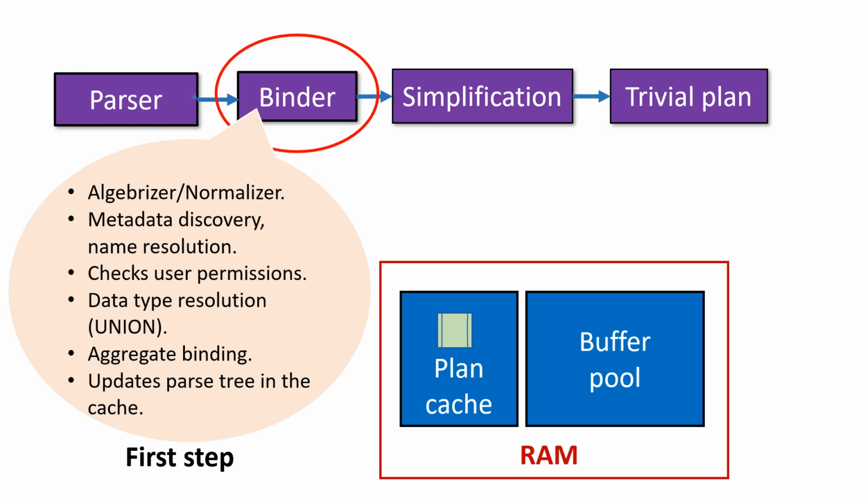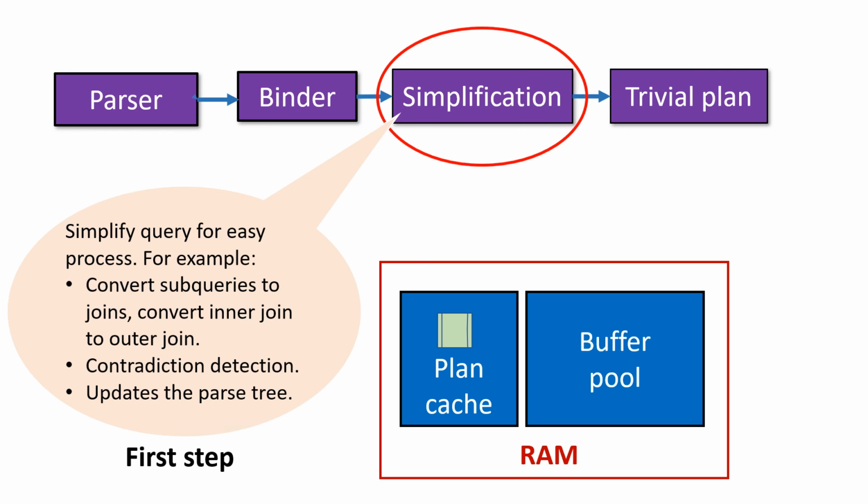With all this information, the parse tree inside our plan cache is once again updated, and then our query is now sent to the simplification component. What happens at this simplification component is, by the name itself, we can say that it simplifies the query, right? For example, if you are sending a select query which has a subquery in it, then behind the scenes, whenever you run a subquery on the SQL server, the simplification component will go ahead and convert that subquery into a simple join. This happens all the time behind the scenes.